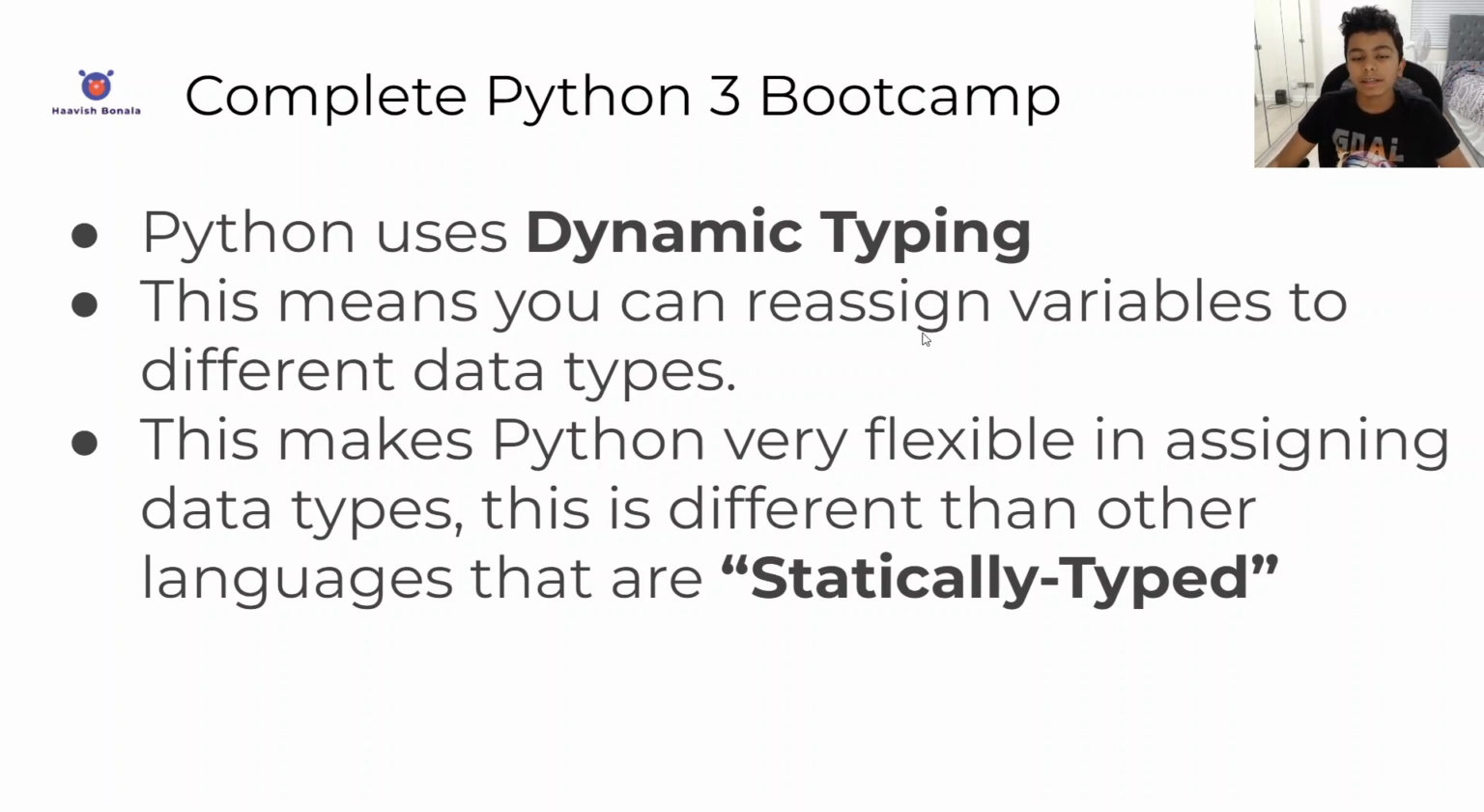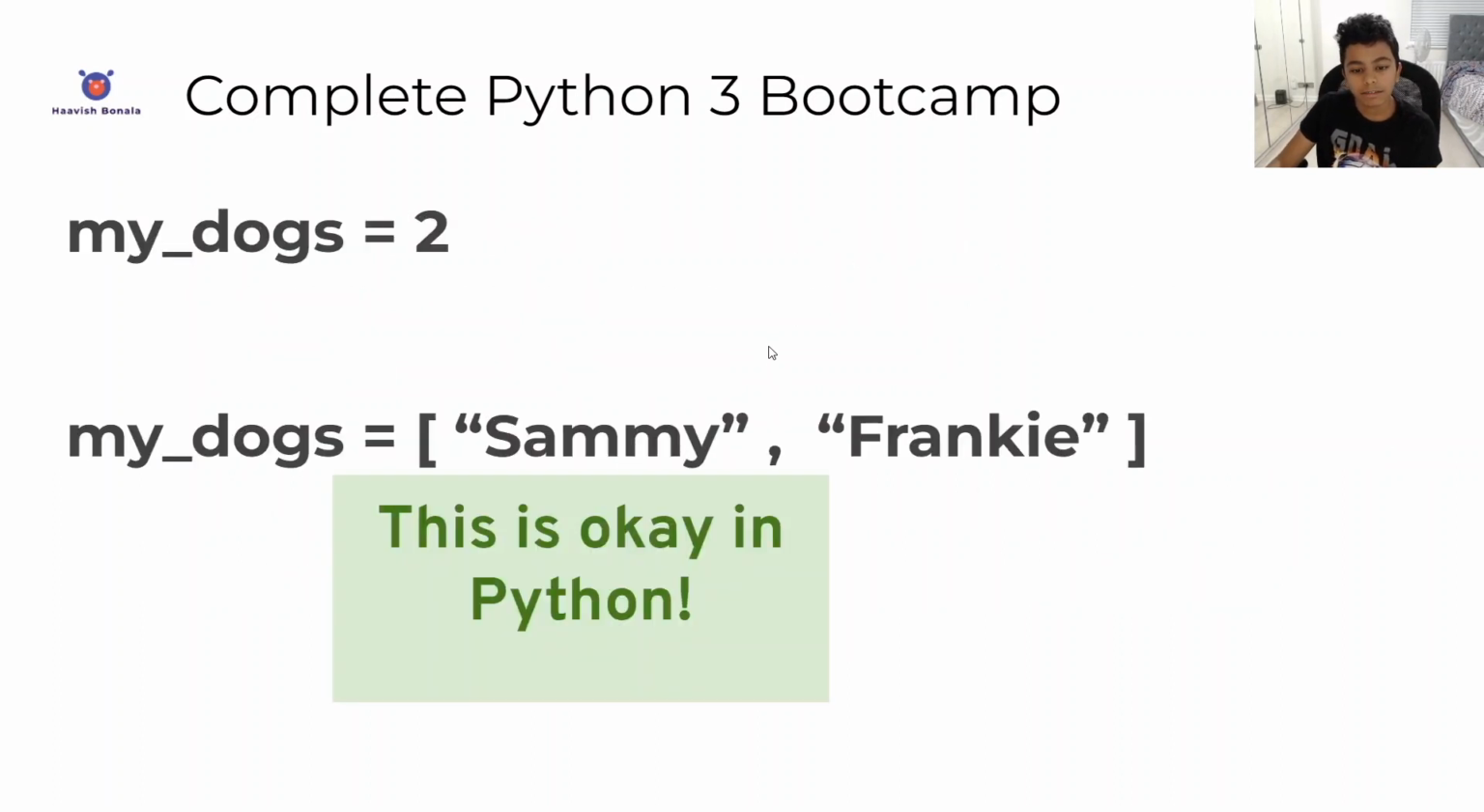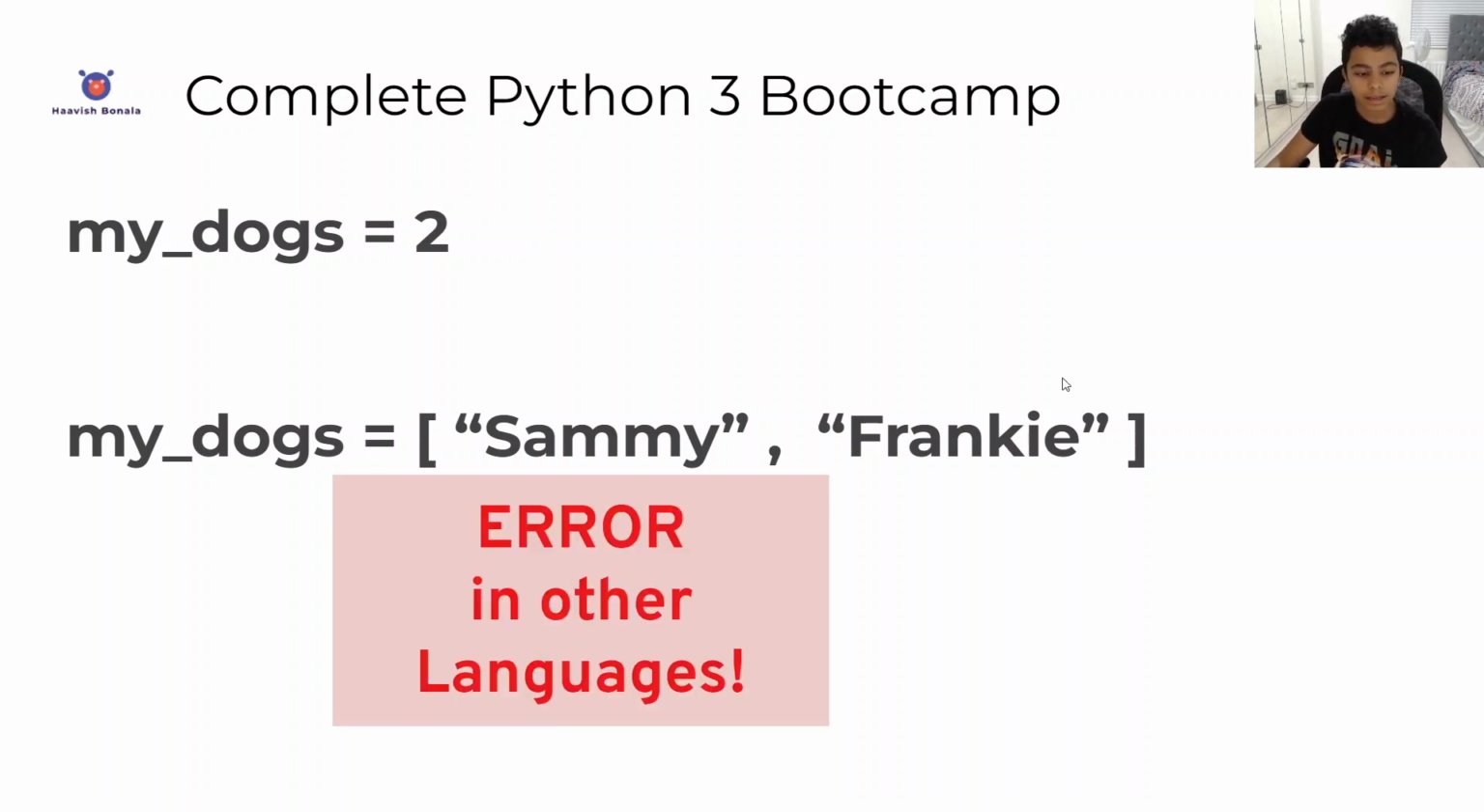This is good, but it can also be dangerous, because you might be using a library which needs a value of a certain data type, and then you give it a different data type, which might give you errors. So how can we assign variables? We can say a variable name is equal to whatever data type. That's okay in Python.